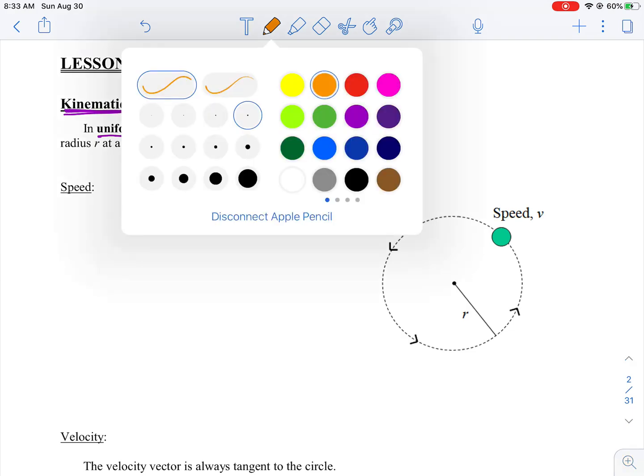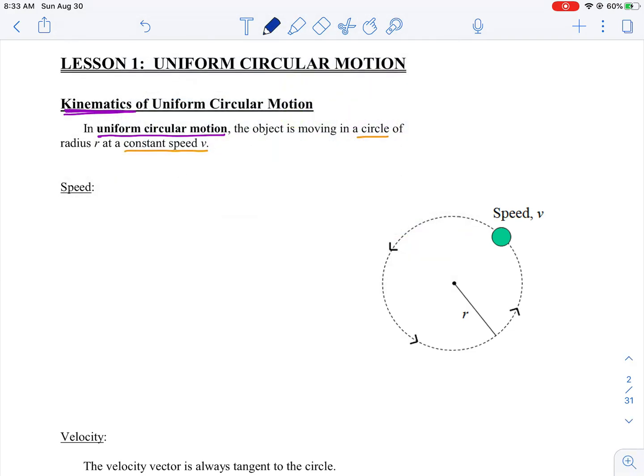And if it's going at a constant speed, that means we're allowed to use the lovely equation v is equal to d over t. But what d and what t? When you're doing a circle, the most natural distance to use is the distance for one lap, and therefore the time for one lap. The distance for one lap around a circle is called the circumference, so this becomes equal to 2 pi r.